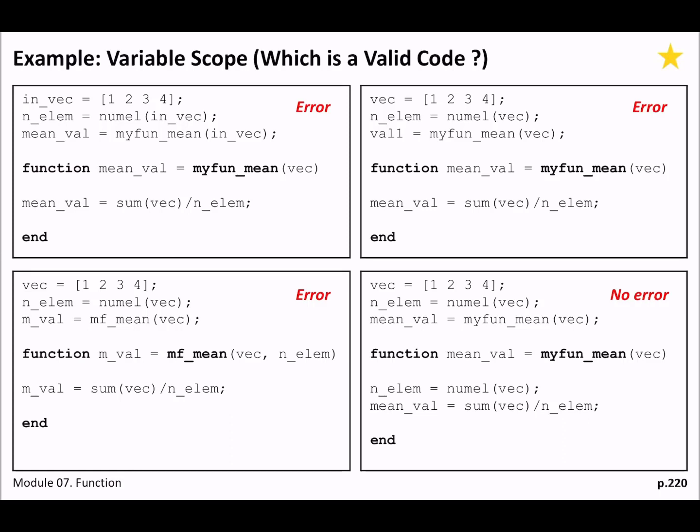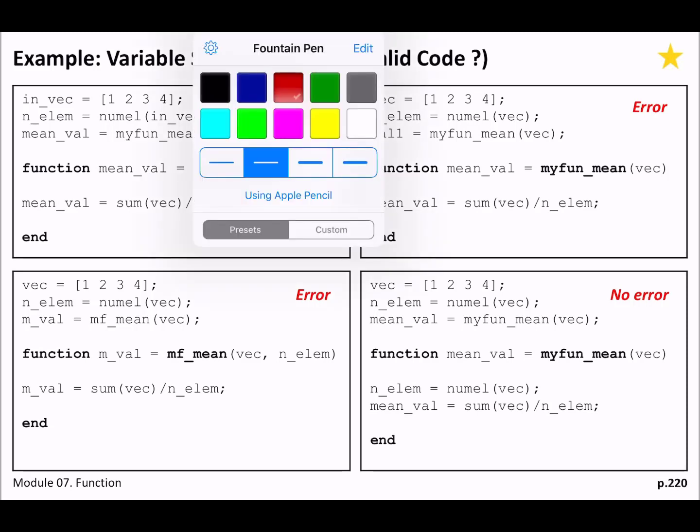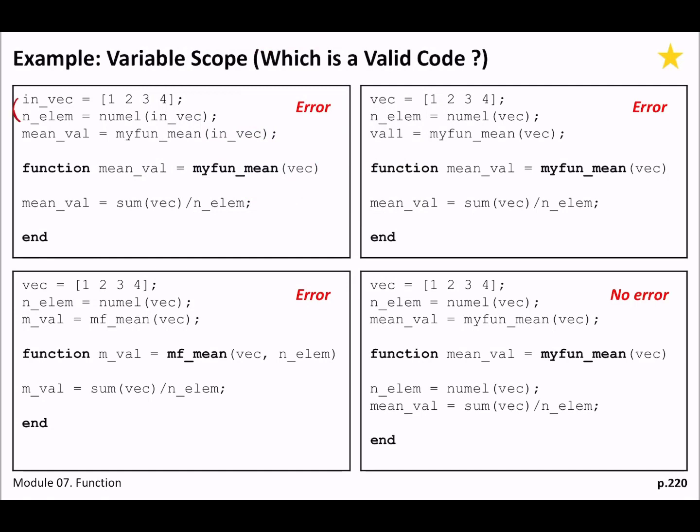Okay, so before closing this lecture, here's some simple examples to check what we learned in this module. Which code is executed without error? Okay. Why is the first one an error? Because here we defined these two variables. We call my function mean, and then the input vector is assigned to this function.